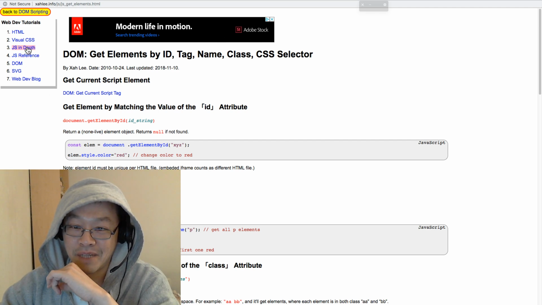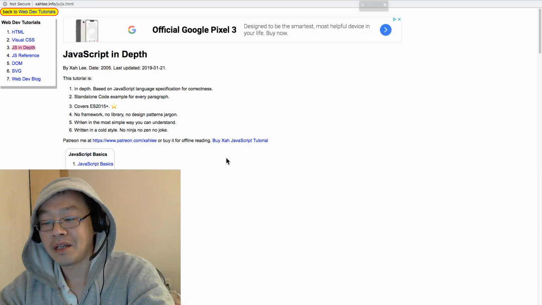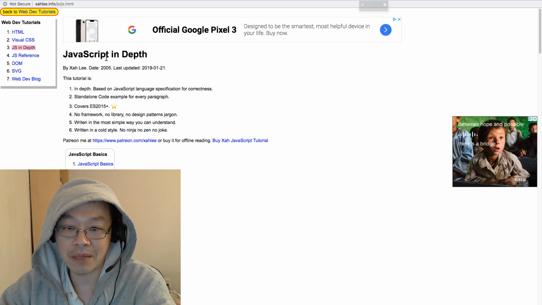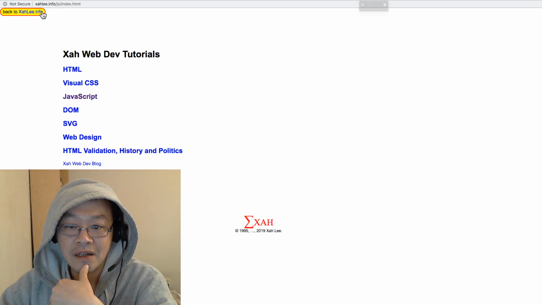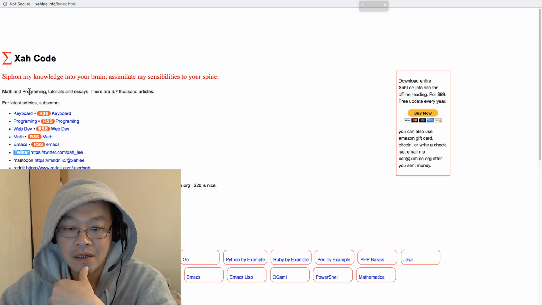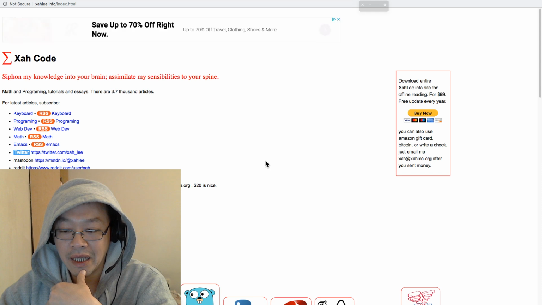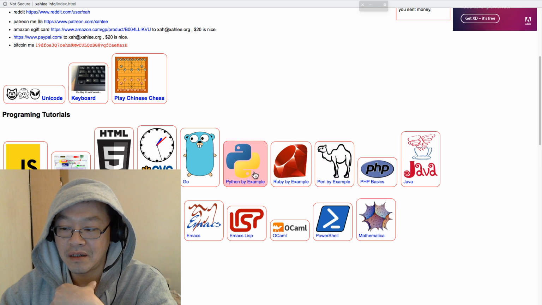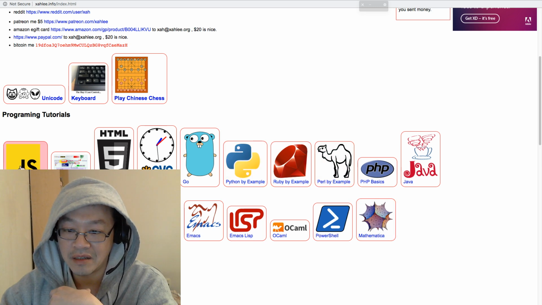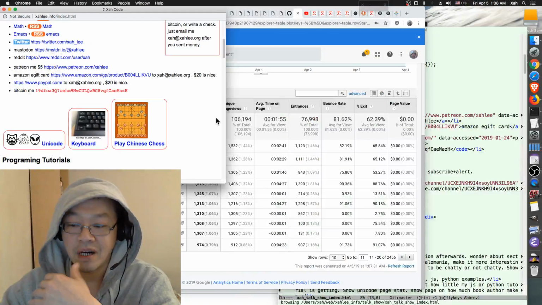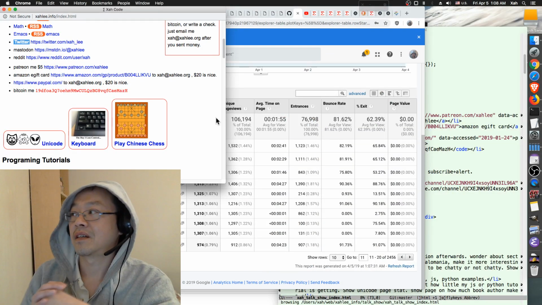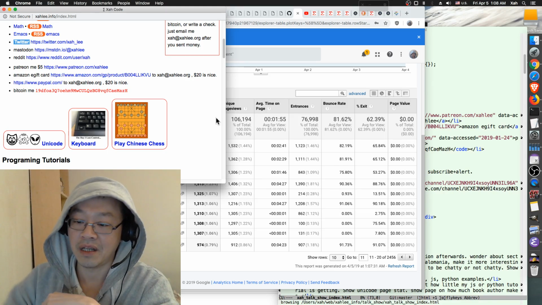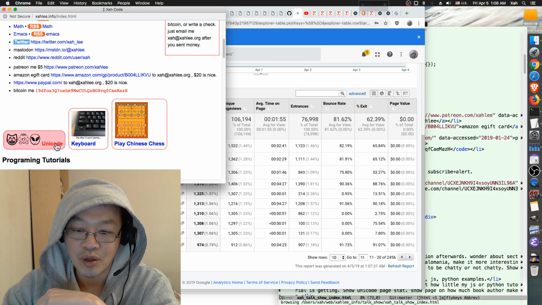Nobody reads the others, my JavaScript in depth. So there's an interesting thing going on, because this JavaScript in depth, for example, and many of my programming tutorials, technical topics, take me far more time to create, like 10 times more time than the Unicode pages.